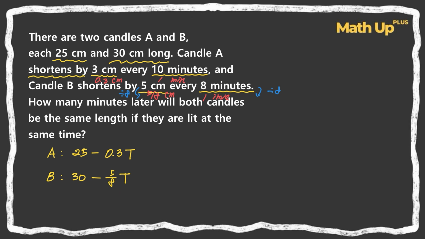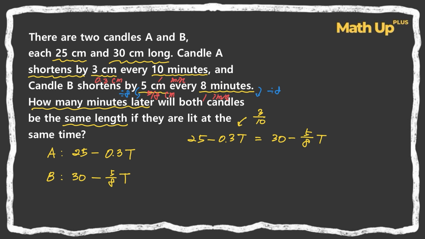Now, the question was, how many minutes later will both candles be the same length? So we have to find the time t when the length of candle A is equal to the length of candle B. So we have 25 minus 0.3t is equal to 30 minus 5 over 8t. 0.3 is 3 over 10.